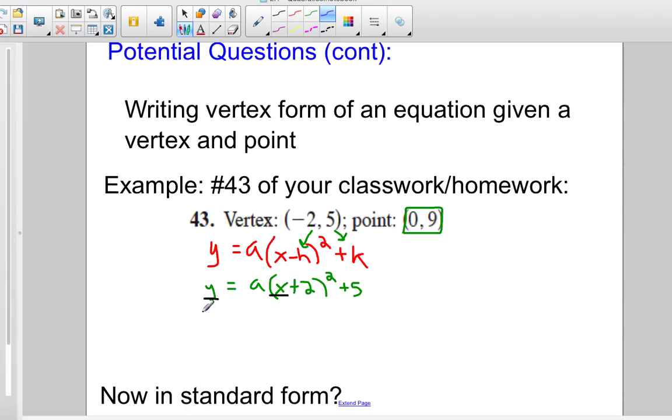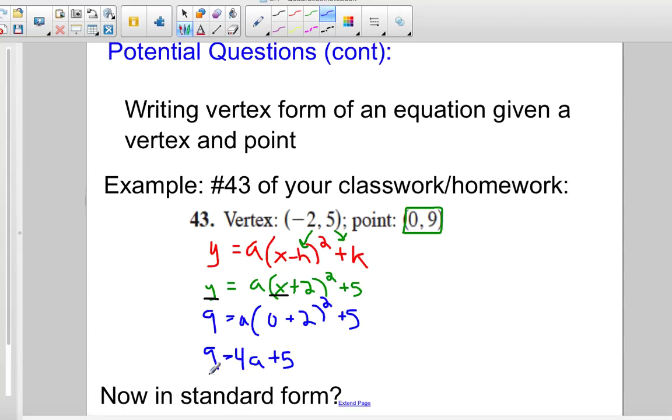So I'm going to have y is going to be 9. So I'm going to have 9 equals, I still don't know what a is, and x is going to be 0. So 0 plus 2, all squared, and then plus 5. And then from here, I can solve for a pretty easily. Right, I'm going to have 9 equals, well, I got a, but 0 plus 2 is 2. 2 squared is 4. So I'm going to say 4a, and then plus 5.